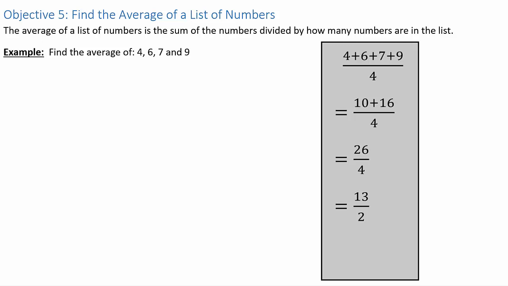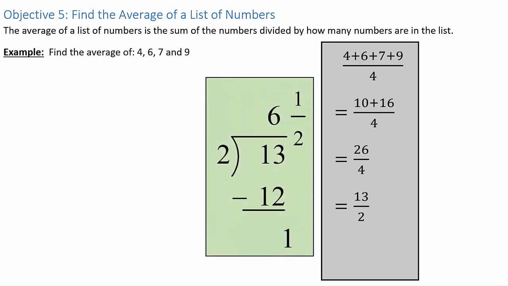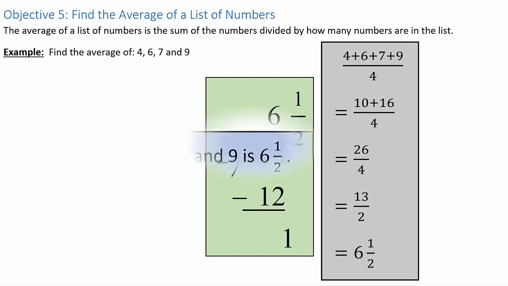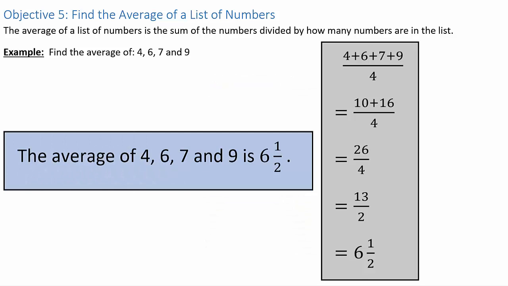Now let's change this into a mixed number. 2 goes into 13 6 times, leaving a remainder of 1. So 13 over 2 equals 6 1/2, or 6.5. Therefore, the average of 4, 6, 7, and 9 is 6.5.